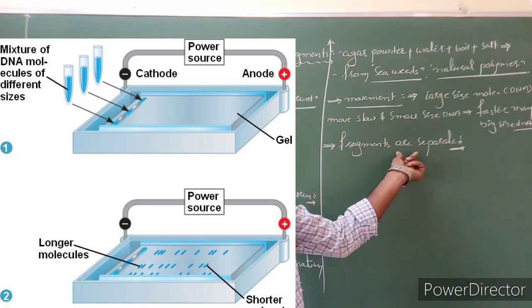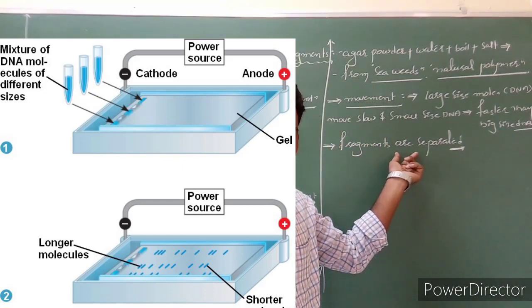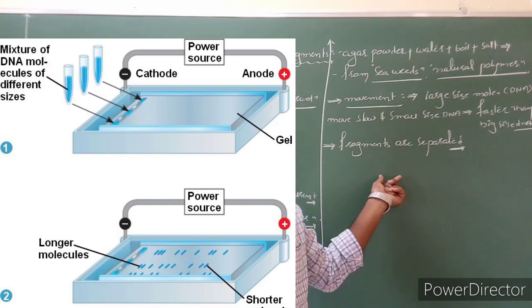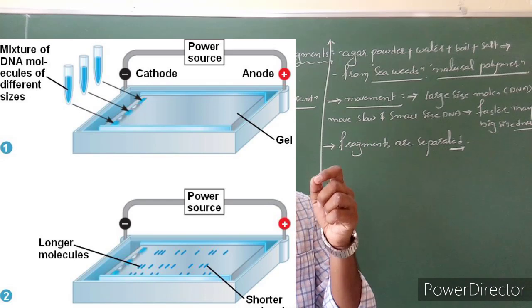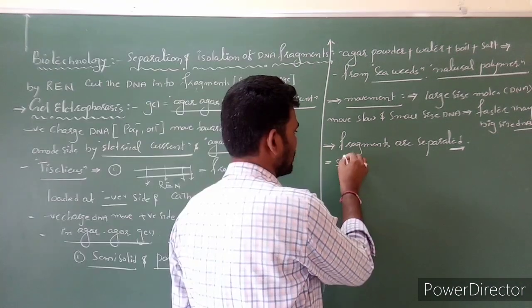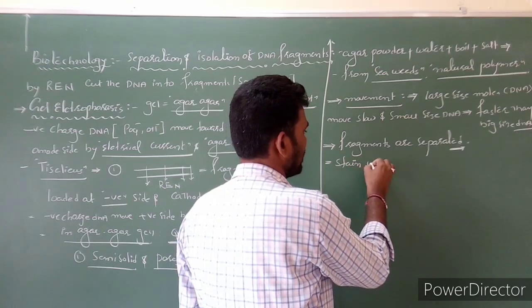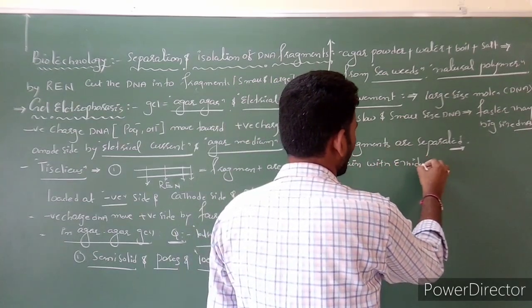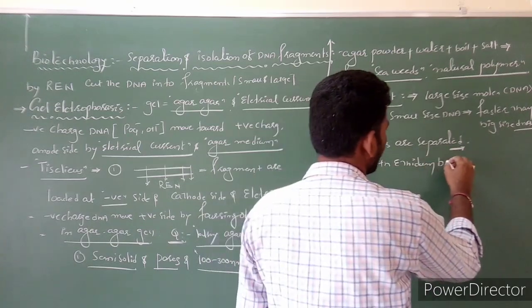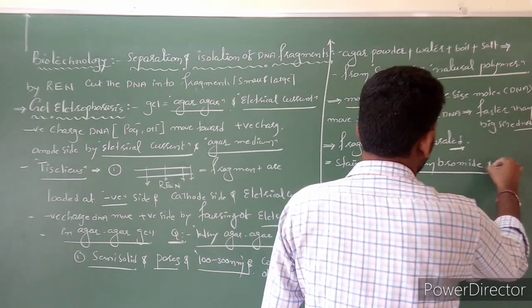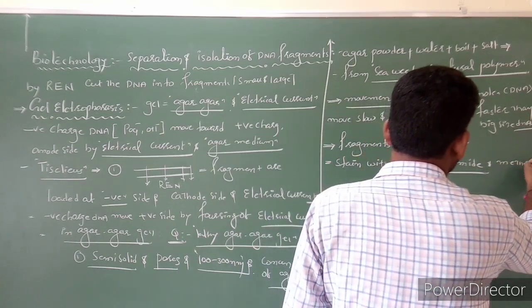After separation of fragments in agar gel, we have to stain with the colors. Which color we have to use? Ethidium bromide. We have to stain with the ethidium bromide or methyl blue.